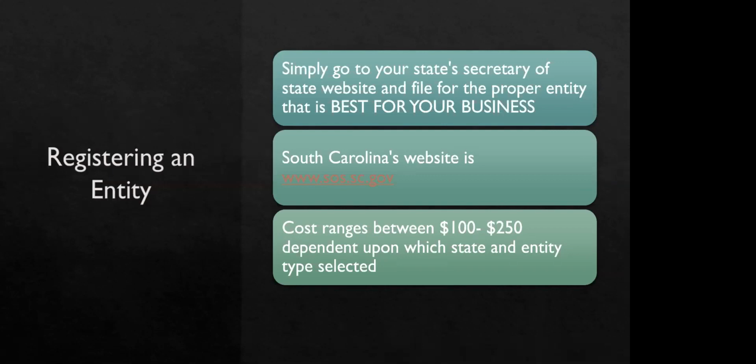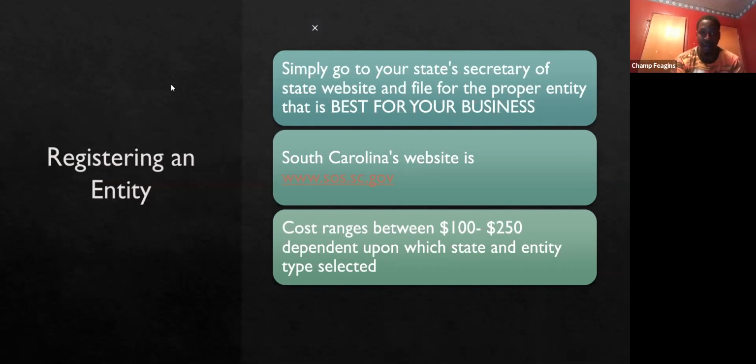Okay. South Carolina's Secretary of State website is www.sos.sc.gov. That's where you're gonna go to register your entity. Okay. Cost ranges $100 to $250 depending on which state and the entity type selected. I think South Carolina, when I did mine, was $115 or $125. Okay, one of the two.